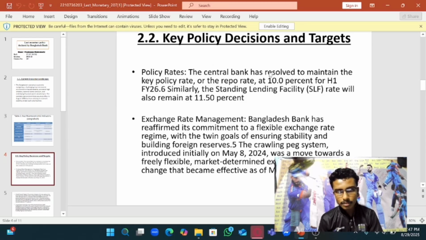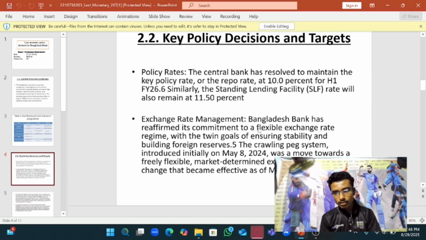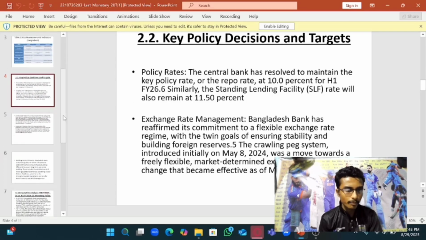The next point is exchange rate management. Bangladesh Bank has reaffirmed its commitment to the flexible exchange rate regime with the twin goals of ensuring stability and building reserves. The crawling peg on May 8, 2024 was a move towards a fairly flexible market. That means the exchange rate should have a flexible margin, trade will be free, and the exchange rate will hopefully come down.